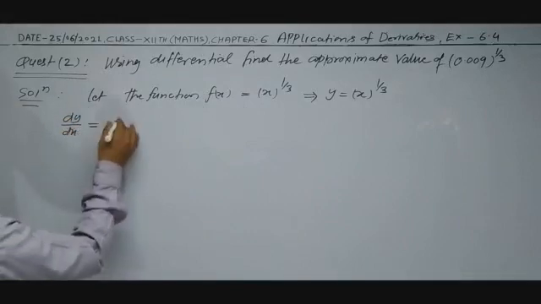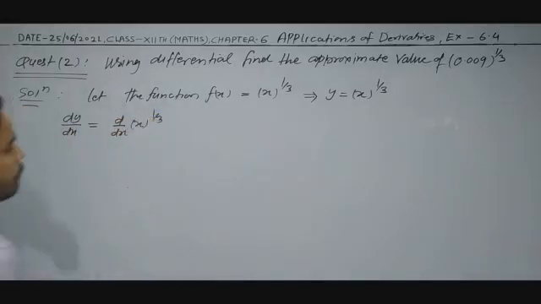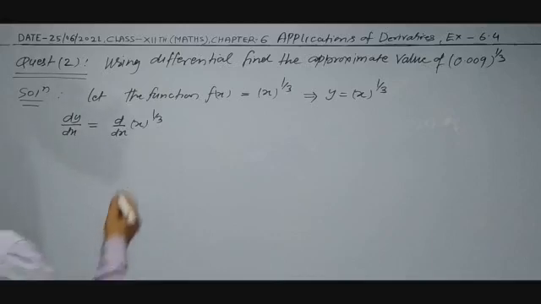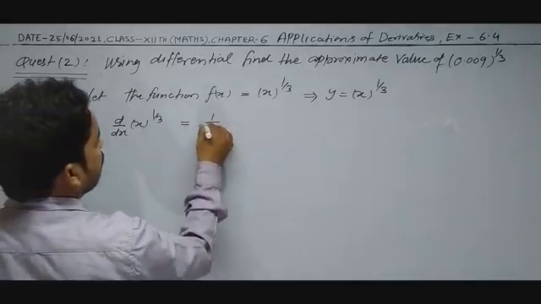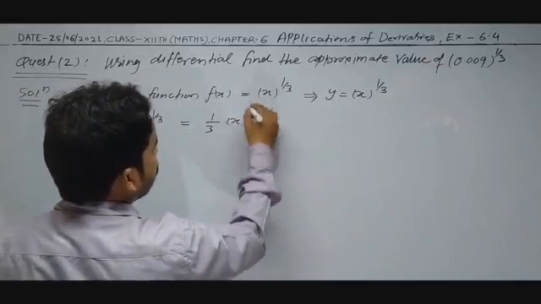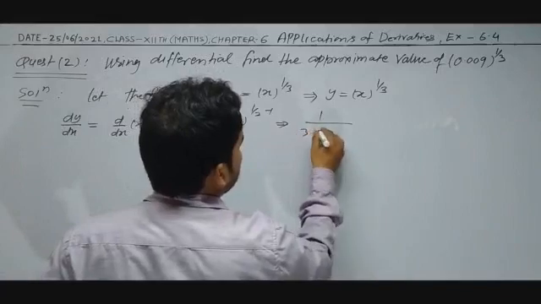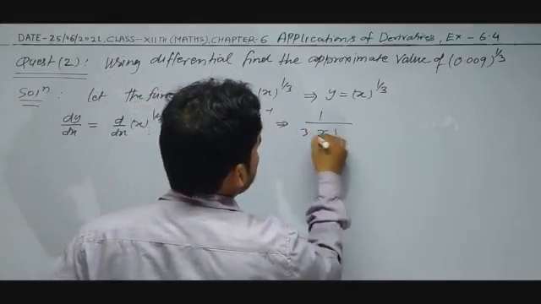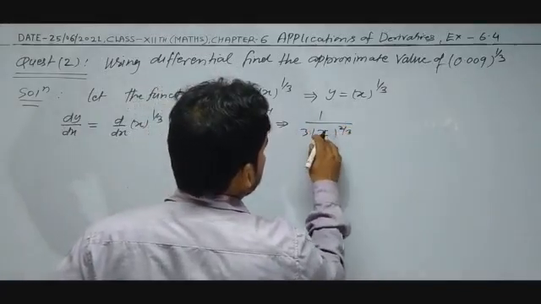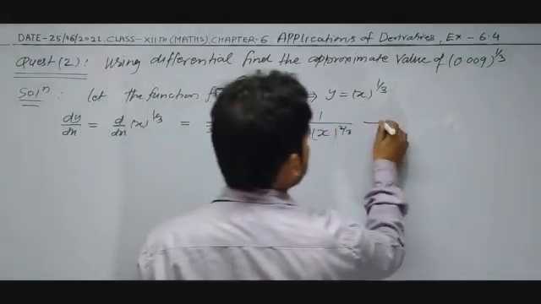So you will get dy by dx is equal to d by dx of x to the power 1/3, and after differentiation the result will be 1/3 x to the power 1/3 minus 1. This calculation goes to minus 2/3. So 1 upon 3 times x to the power 2/3. This is the differentiation of the cube root of x. So consider equation 1.